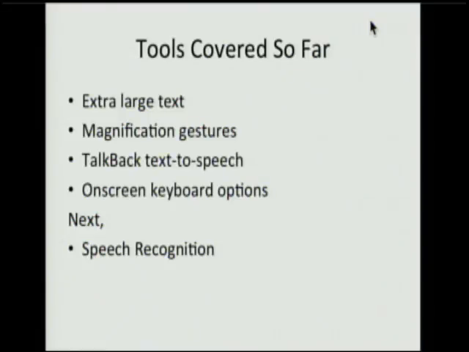Let's review the accessibility features we have discussed so far in this training module. I showed you the extra large text option. We reviewed the magnification gestures on the Android device. We did a quick review of TalkBack, the text-to-speech engine on the Android mobile device. And we just briefly went over on-screen keyboard options. I really only showed you two options, but they're two of my favorites, which is the built-in Android on-screen keyboard, which is basic, but I really like the Swipe Plus Dragon on-screen keyboard app. Once again, that's available from Google Play. Next, I want to talk about speech recognition.